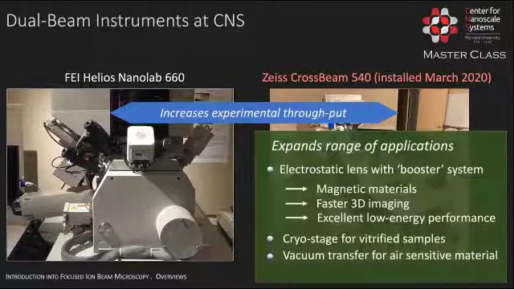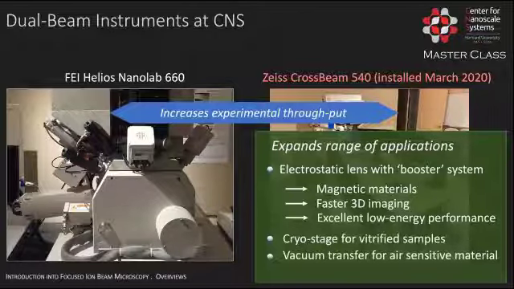But more importantly, there are small but significant differences in the design of the instrument that allow us to expand our range of applications. For example, the pole piece in this instrument is an electrostatic lens, as compared to an electromagnetic lens in the Helios microscope. So this, for example, allows us to look at magnetic materials.